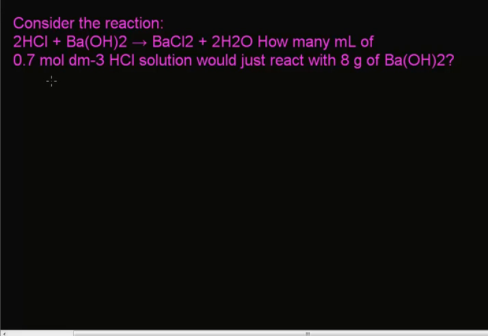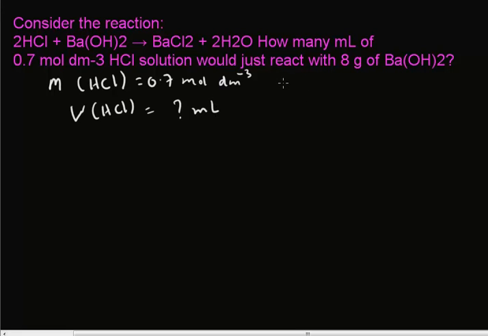So we have the molarity of HCl given to us, which is 0.7 mole per dm cubed, and we are being asked to calculate the volume of HCl in milliliters. What else is given to us? We have the mass of barium hydroxide. So the mass of barium hydroxide is given to us, which is 8 grams.